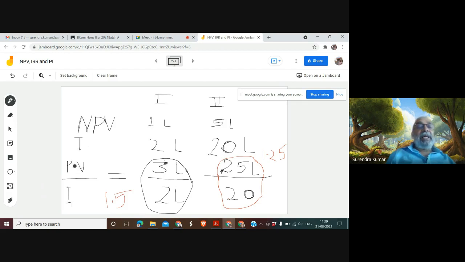And so we take a ratio of present value over investment, which is 3 lakhs by 2 lakhs in case of project 1, and 25 lakhs by 20 lakhs in case of project 2. By doing this, the ratio in case of project 1 is 1.5, and the ratio in case of project 2 is 1.25. So definitely project 1 is better, but the outlays are different, and therefore the decisions are difficult.